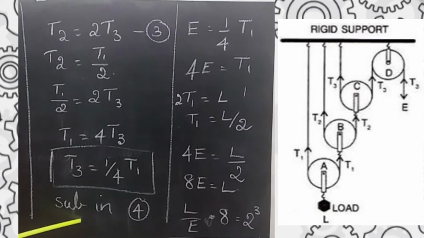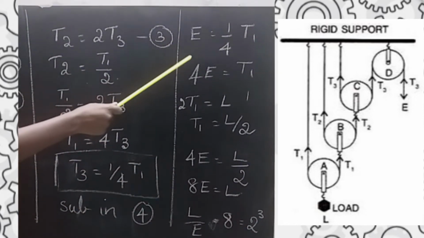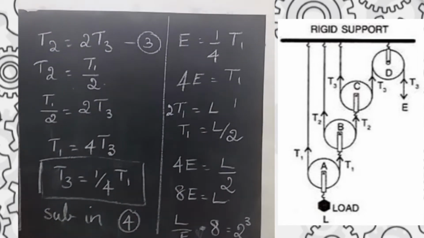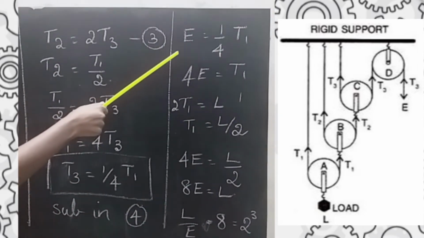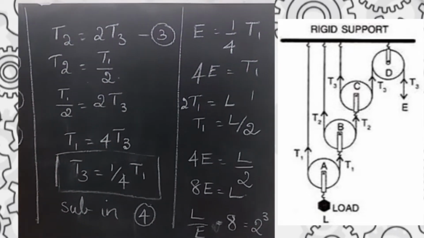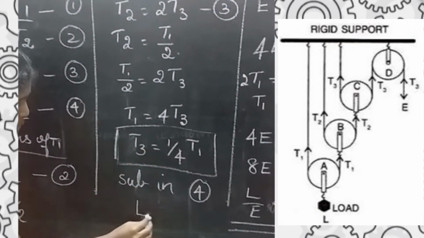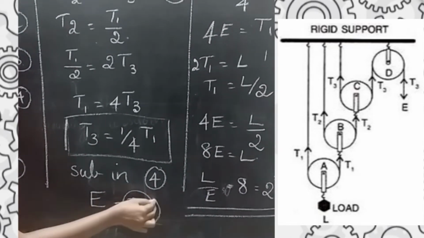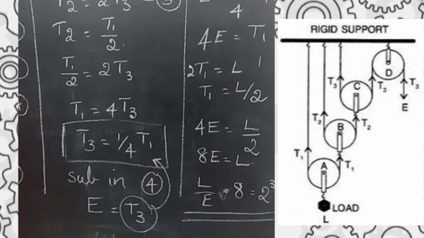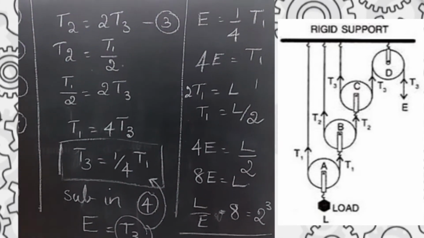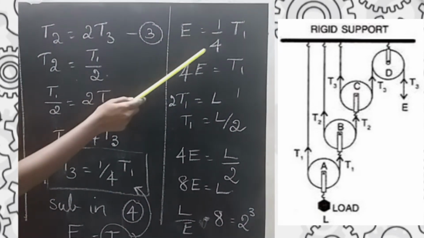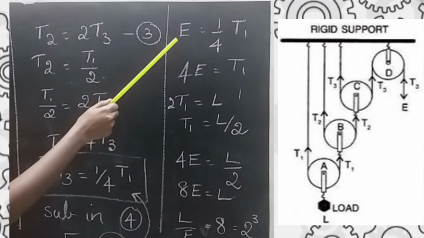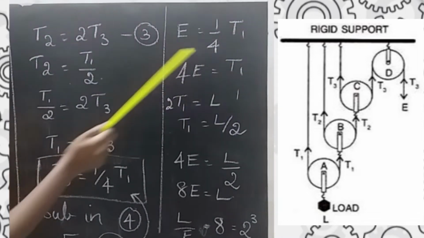What is our fourth equation? Our fourth equation is that effort is equal to T3, which is what we learned earlier. That is, E is equal to T3. So in the place of T3, we are going to substitute this. If we do that, our equation becomes E is equal to 1 by 4 T1. So if I cross multiply, 4E is equal to T1.